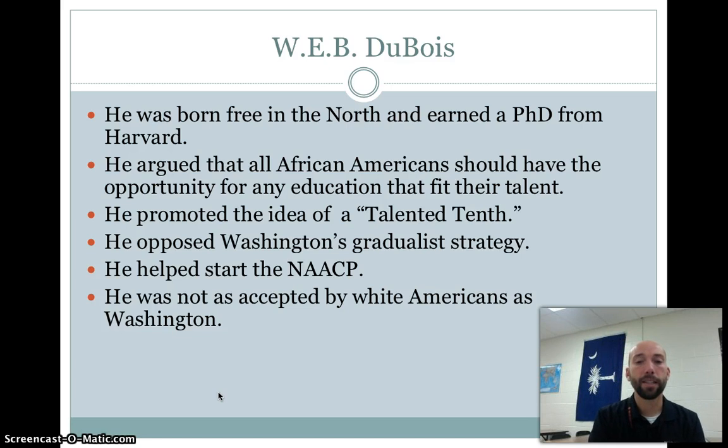He promotes the idea of the talented tenth, which would give well-educated African American leaders. So basically, if you're smart enough to become a doctor, then you should become a doctor. It doesn't matter about your race. If you're smart enough to be a lawyer, then you should be able to become a lawyer. He really opposes Washington's gradualist strategy, and he actually starts the NAACP.